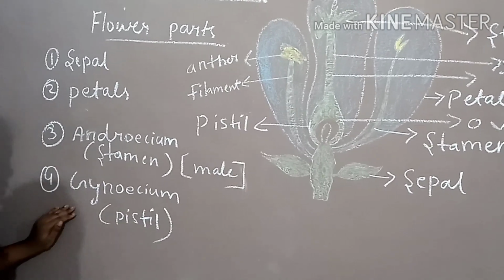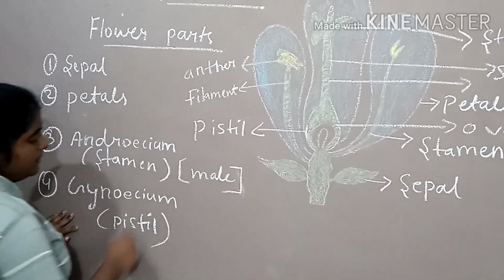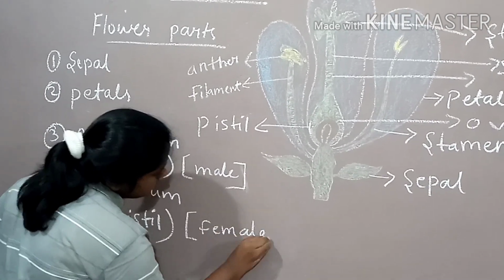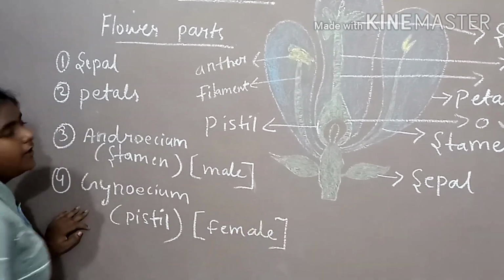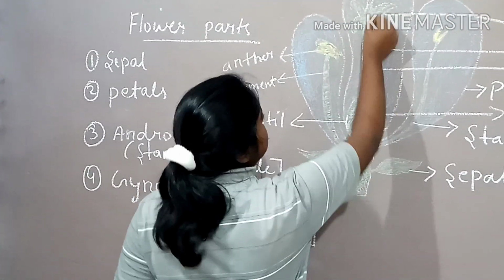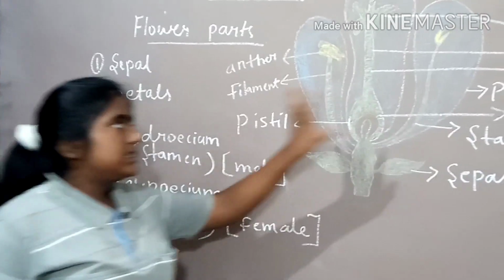Fourth part is gynoecium or pistil. This is the female part of a plant, and this whole structure is pistil.